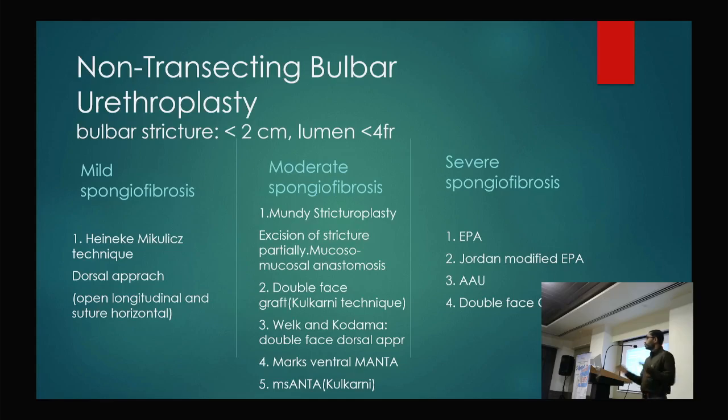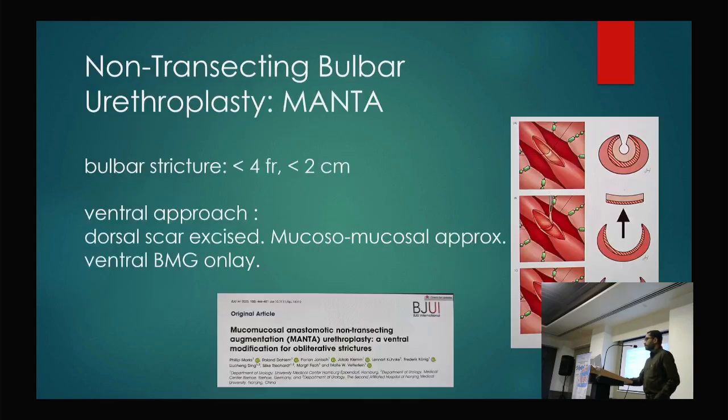Another option is to approximate the spongiosum on one side and put a graft on the other side. That is anastomotic augmentive urethroplasty, or the other option is double face. This is the same technique I have already described by Marx, that is the ventral approach for nearly obliterative bulbar strictures, where he opened the spongiosum ventrally, the dorsal scar is excised, and he would do a mucosal approximation on the dorsal side and put a ventral onlay.